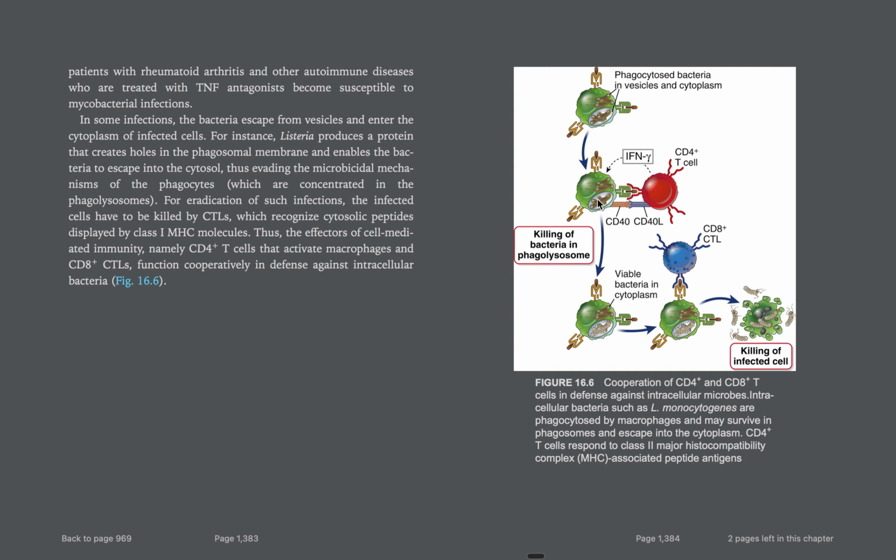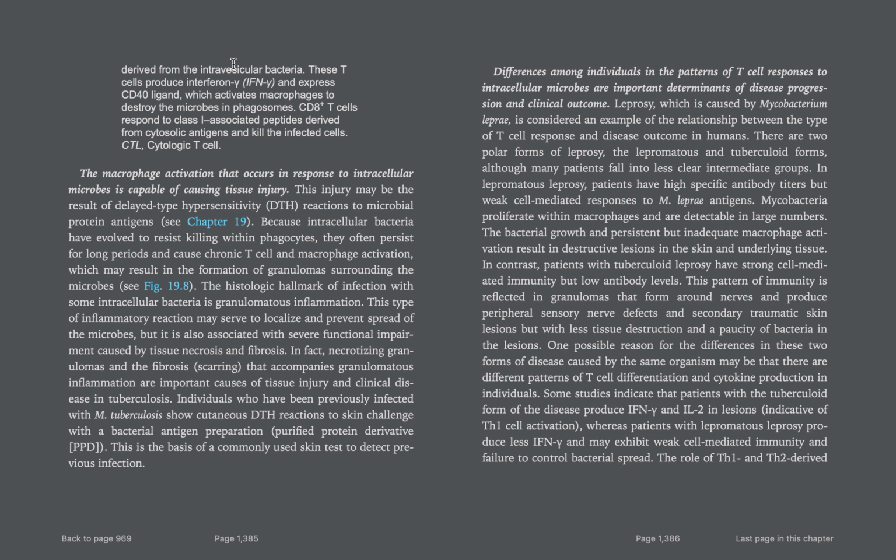So normally CD4 is able to do this. If it fails, then it is presented to CD8 cytotoxic T cells. And we'll learn later on about cross presentation. Derived from intracellular vesicles, these T cells produce interferon gamma and express CD ligands, which activate macrophages to destroy the microbes. CD8 T cells respond to class 1 associated peptides derived from cytosolic antigen and kill the infected cell. Cytotoxic T cells, cytolytic T cells.